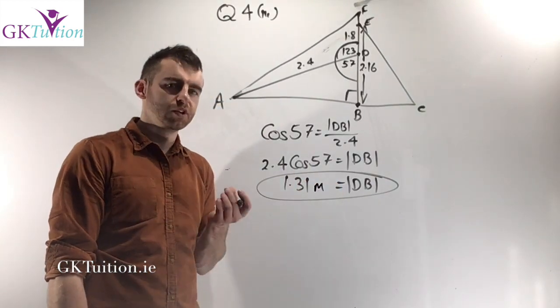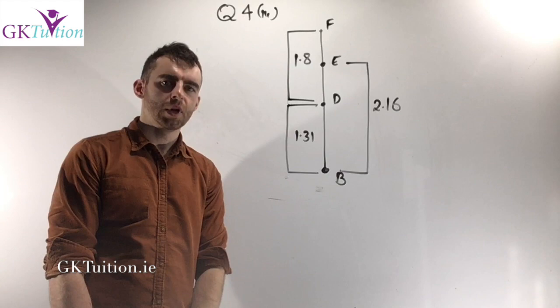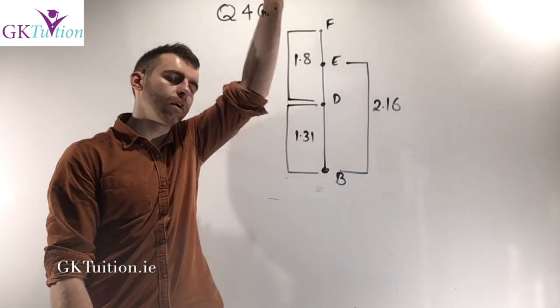Now I have enough information to work out the distance EF. So all I've done here is I've drawn the line that's in the middle.